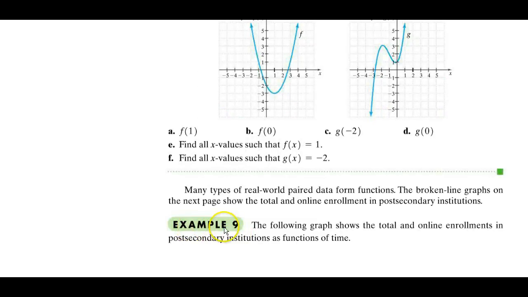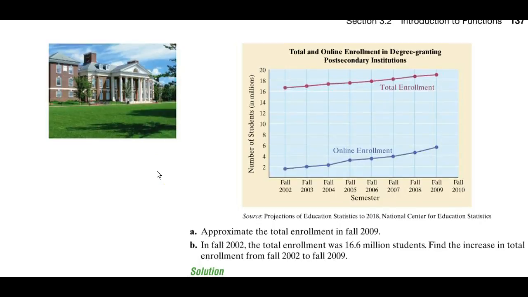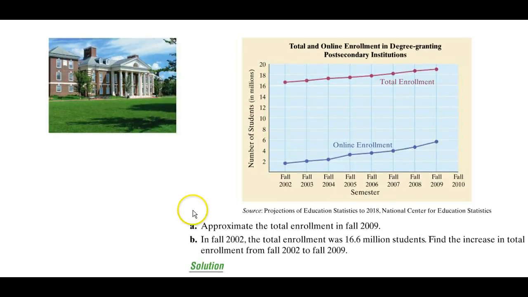We need to pick up on the title for example 9. The following graph shows the total and online enrollments in post-secondary institutions as a function of time. So, what are we looking for? Approximate the total enrollment in the fall of 2009.